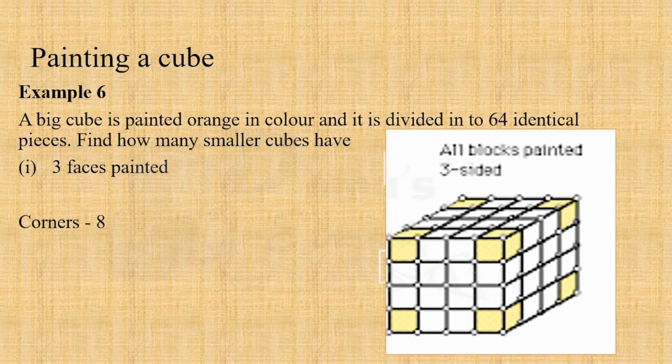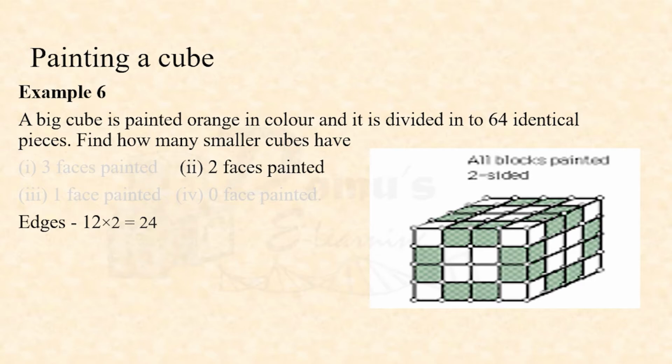3 face painted cubes are always seen at the corners. For a cube of any dimension, the number of corner cubes is always 8. Therefore, when coloring a cube with one single color, the number of 3 face painted cubes will always be 8.